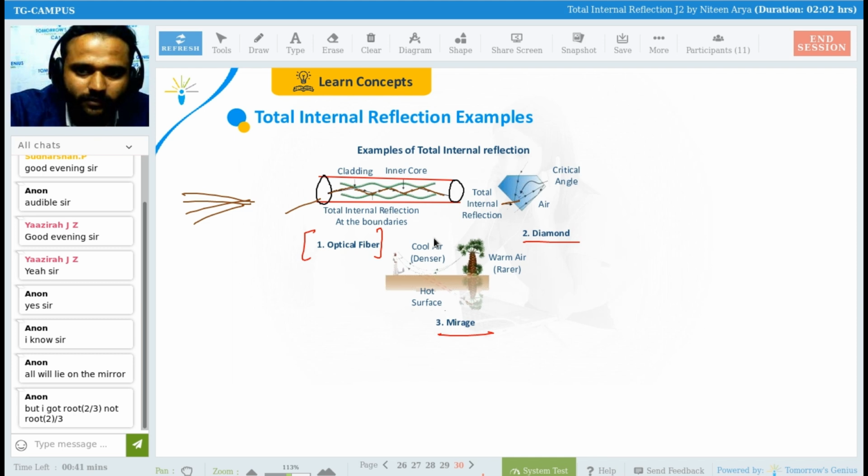In this way, the cool air is denser, and the hot surface, which is going to be warmer air, is a rarer medium. So from cool air to the denser thing, we see a reverse image that looks like a pond or a water surface. I used to see water on a highway, sir. Everyone used to see that small shiny surface on the highway that looks like water. That is basically a mirage.